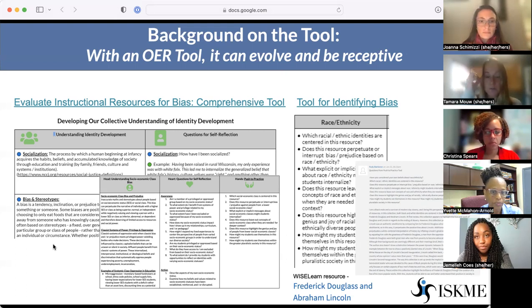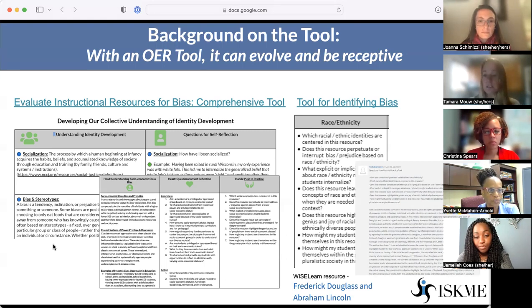So what we did was we took the original tool, but we added a huge section at the beginning that helps Wisconsin educators better understand how identity is socially constructed. So there's questions on there, there's definitions, because it's important for us to be able to have a common understanding with terms. So we did that.